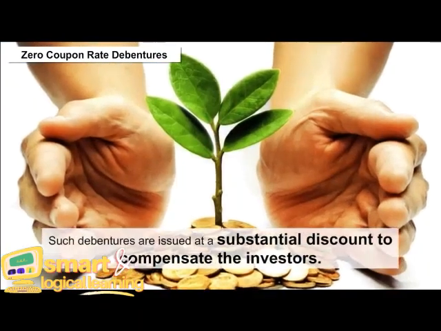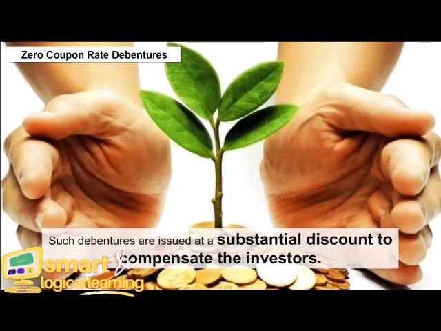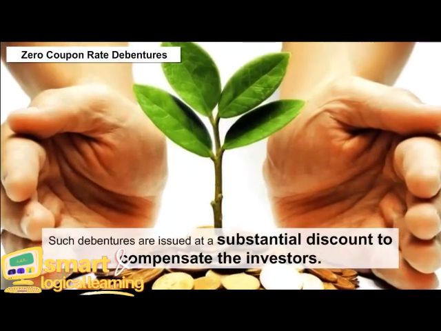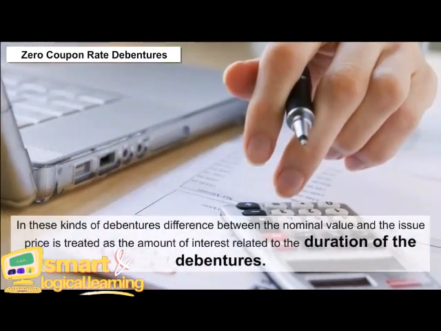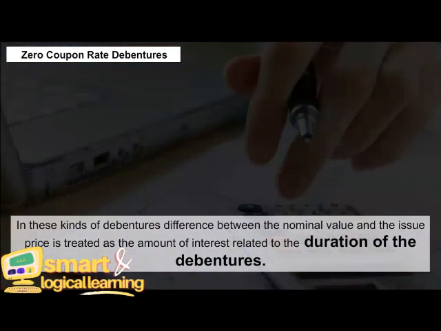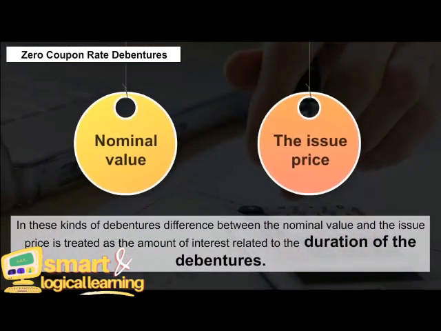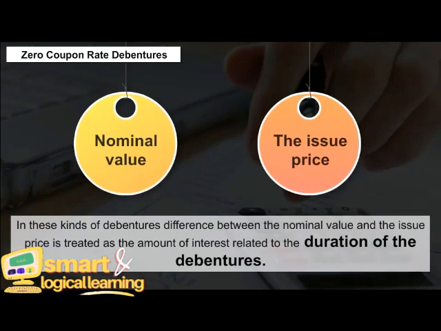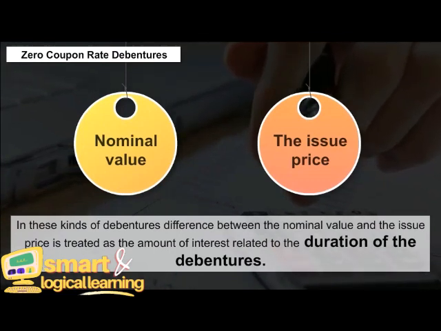Such debentures are issued at a substantial discount to compensate the investors. In these kinds of debentures, the difference between the nominal value and the issue price is treated as the amount of interest related to the duration of the debentures.